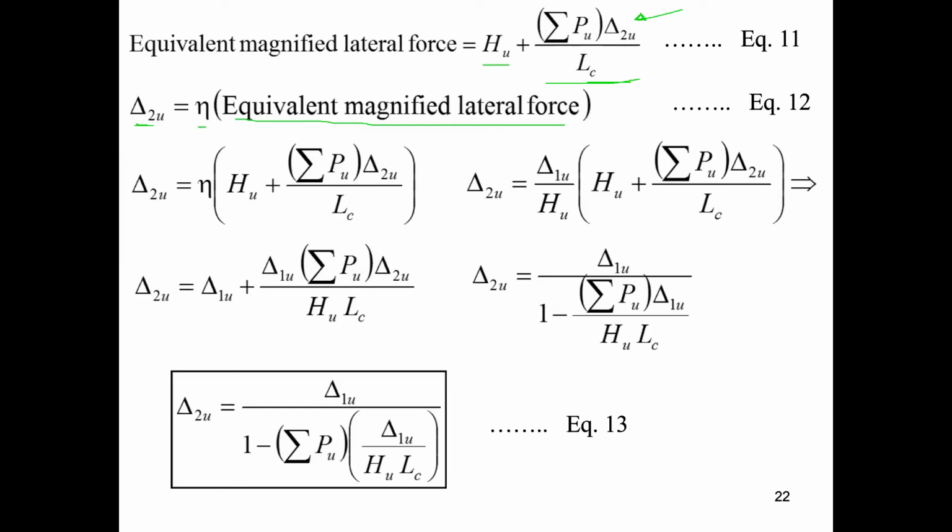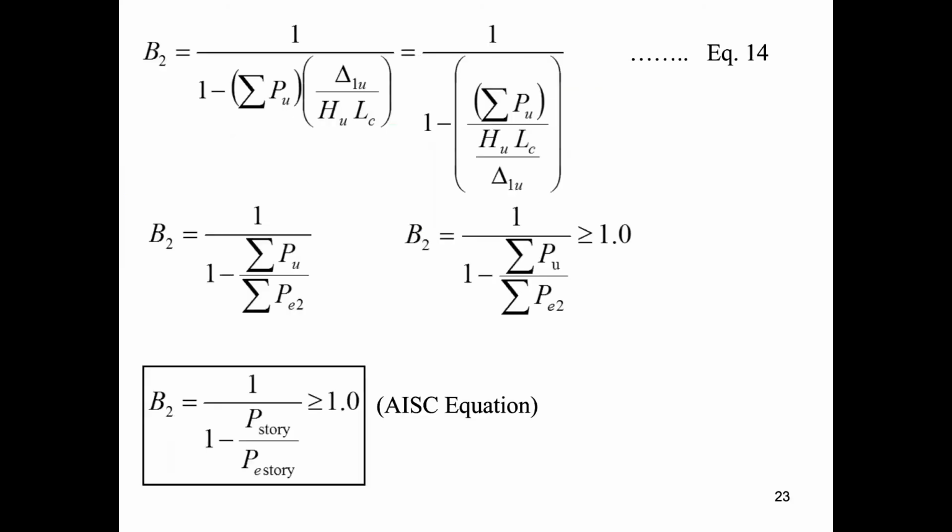Now, if we substitute equation 11 into equation 12, we will get this equation. If we substitute delta 1u over Hu for eta, simplify the equation and rearrange the terms, we will get equation 13. Note that delta 2u is a function of delta 1u in equation 13. The moment amplification factor for sway frames B2 can be expressed as shown in equation 14.